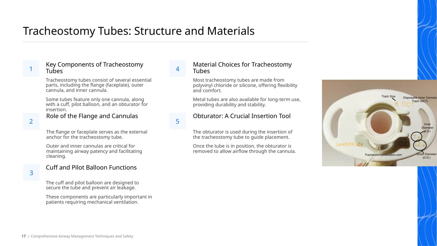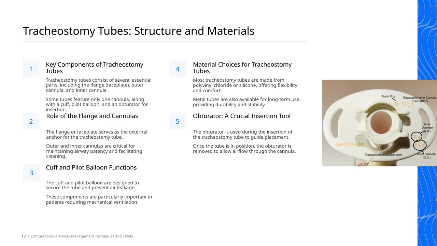Moving on to the cuff and pilot balloon, these components are vital for securing the tube in place and preventing air leaks. They are especially important in patients who need mechanical ventilation, as they help maintain a proper seal and ensure effective ventilation. Next, the flange or faceplate acts as the external anchor for the tube, keeping it securely positioned on the neck. The outer and inner cannulas are also key parts. They help keep the airway open and make cleaning easier, which is essential for preventing infections and maintaining patency.